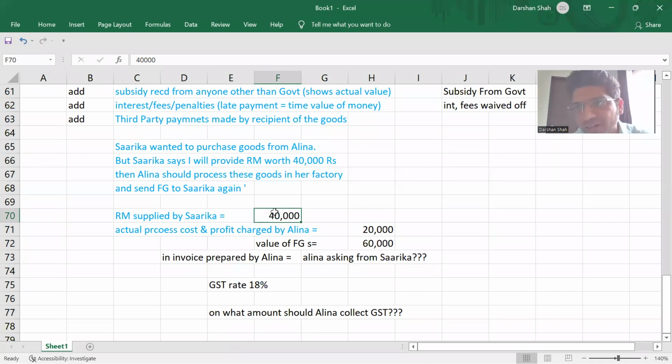Government says no. Whatever payments you have made as a recipient of goods, even on the raw material that you have supplied, we will consider it in the value of goods. So the GST that Alina will collect from Sarika will not be 18% on 20,000. It will be 18% on value of goods, 18% on 60,000. See if you understood this example.